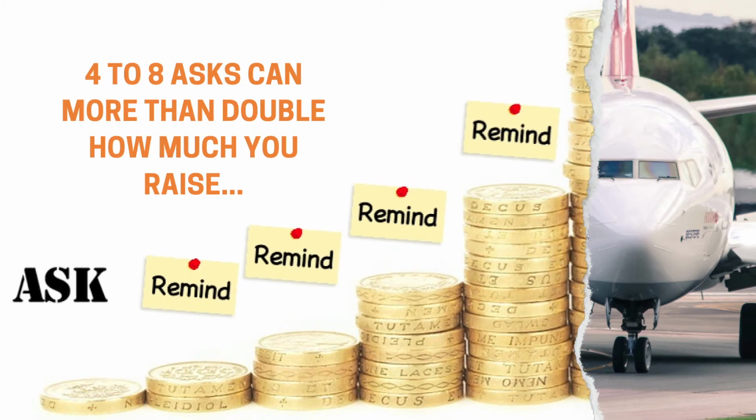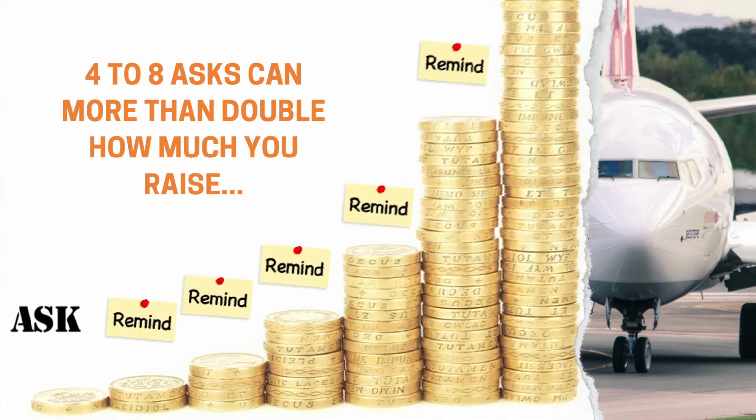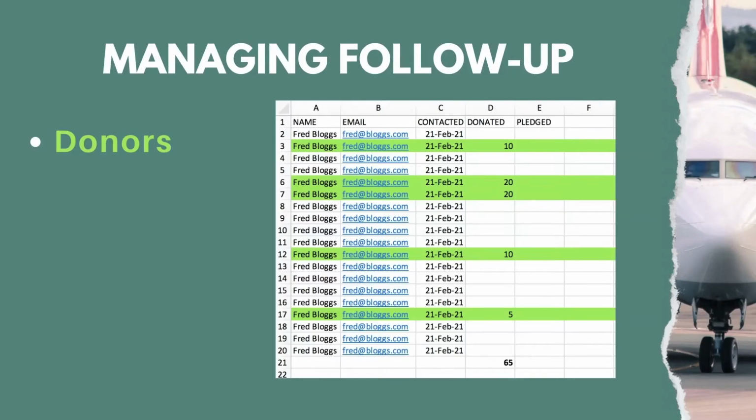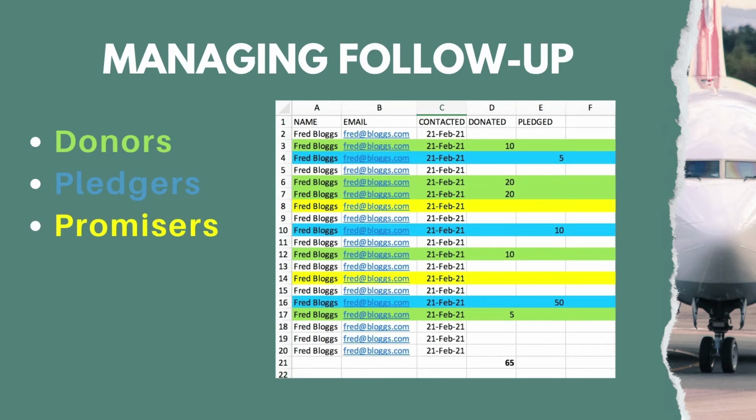4 to 8 asks over a similar number of weeks can more than double how much you raise. So if you can do step 3, please do. It's really useful to have the names of the people you're going after in a spreadsheet. Highlight those who donate and remember to thank them. Some people pledge an amount but don't give straight away, so highlight them in a different colour and keep following up. And the same with people who promise to give but don't say how much.